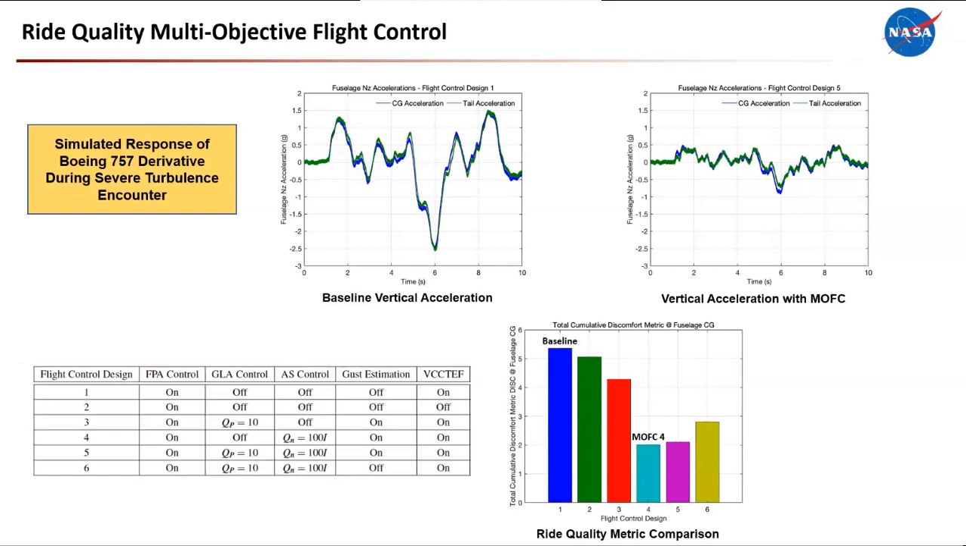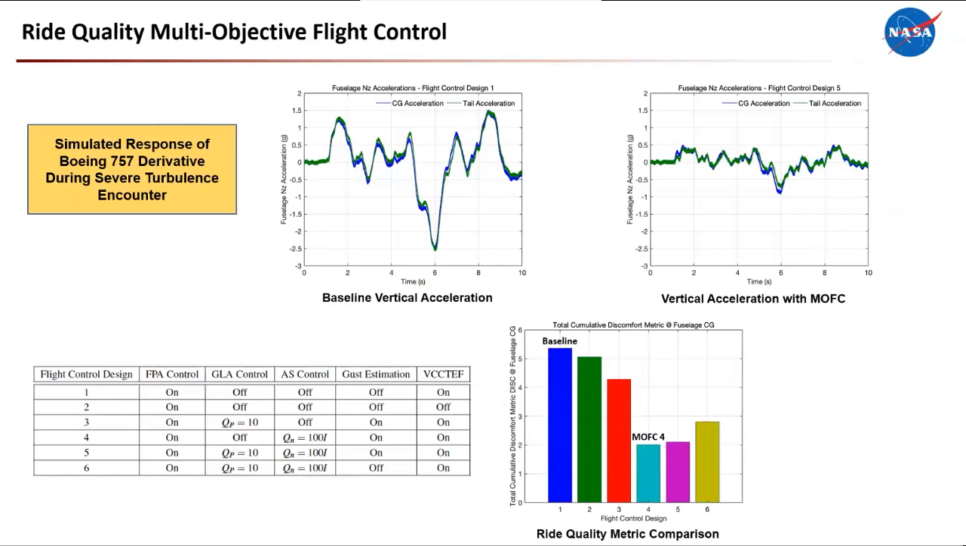The top two figures illustrate the G loading at the aircraft CG during a very excessive, highly turbulent flight condition. So you can see that the vertical acceleration in the cabin is pretty high. It's almost 2G and negative 2.5G. So this flight is very bumpy, very bad. And then when we turn on the acceleration suppression, the vertical acceleration is greatly reduced. It's less than 1G. So it works really well.